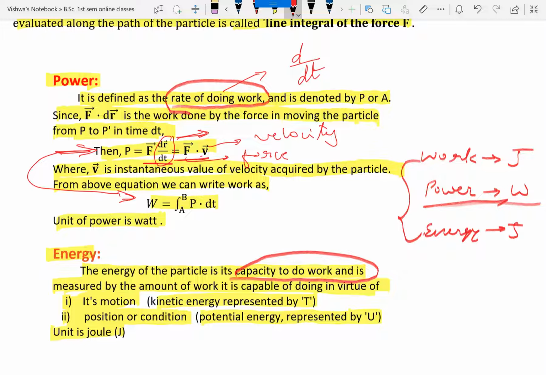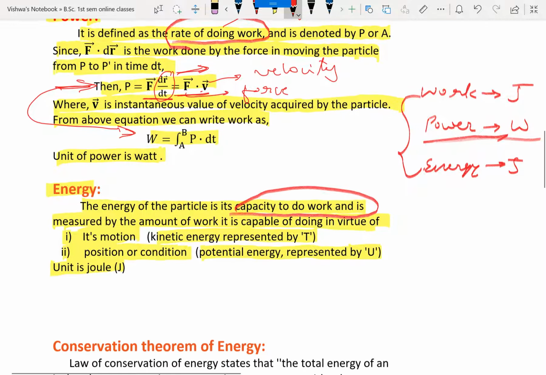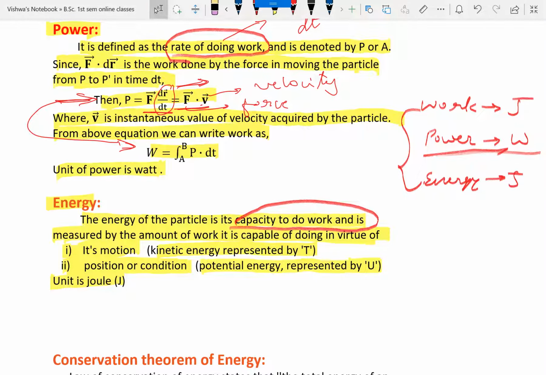So this is all about work, power and energy. In the next class we are going to study two important derivations: one is conservation of energy and the other one is the work energy theorem.